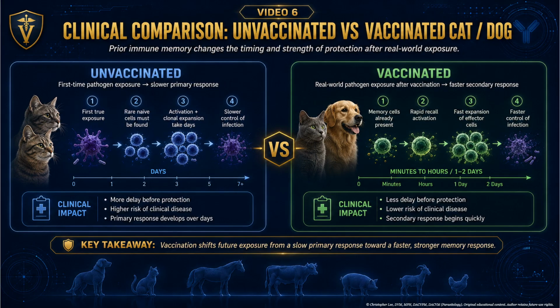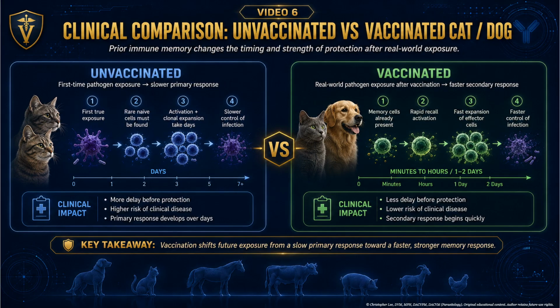Now compare that with a vaccinated animal. The vaccinated animal has memory cells already present. When exposure occurs, memory cells can respond faster. They expand more quickly, generate effectors sooner, and help control infection before the pathogen reaches the same level. The clinical result is often milder disease, shorter duration, or prevention of disease altogether, depending on the pathogen, vaccine, host, and exposure level. This is the immunologic logic behind vaccination.